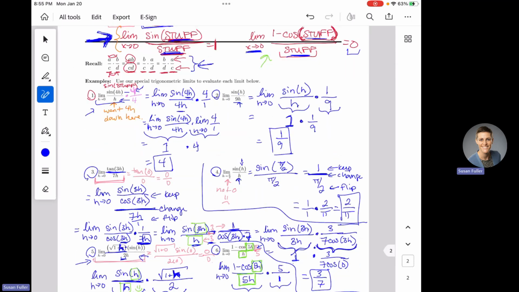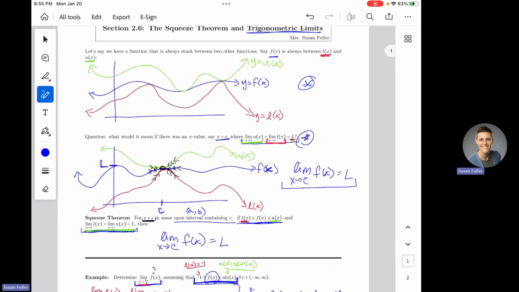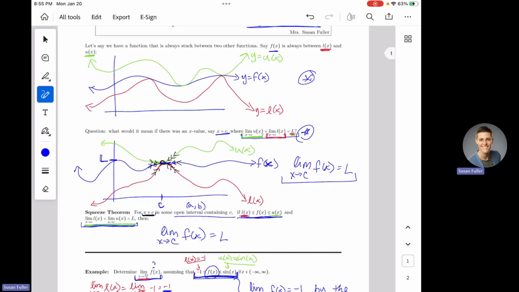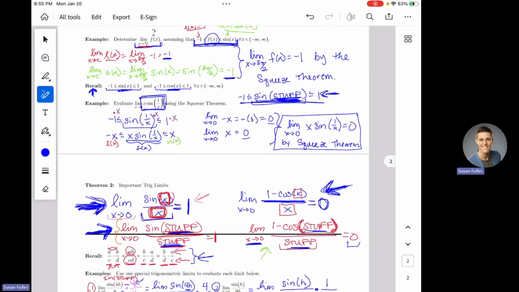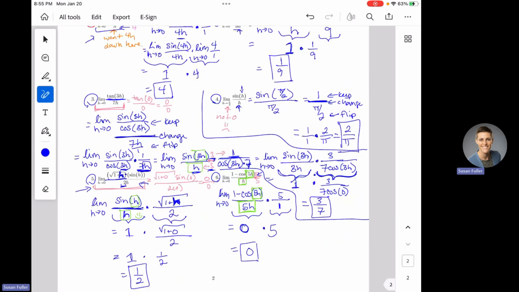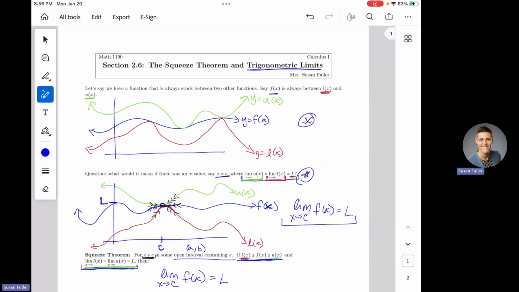All right, so give that a go in section 2.6. That was section 2.6, the squeeze theorem and our trigonometric limits. And then we are also going to move into section 2.7, just to make sure that we have enough time to get through everything this week that we need to, and next week so that we're prepared for our exam next Thursday, and that we have time.